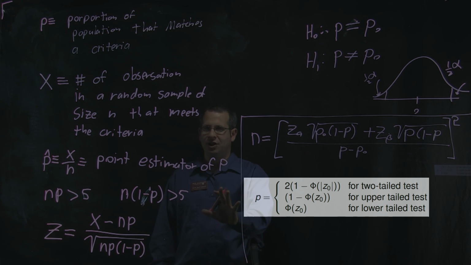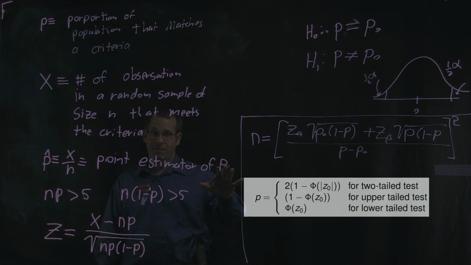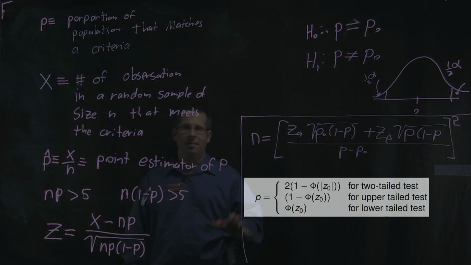All right? This is the end of lecture 2. I've got one more of these lectures to go. It should be fairly short to come up with the confidence interval for a proportion. I'll see you in a few minutes.